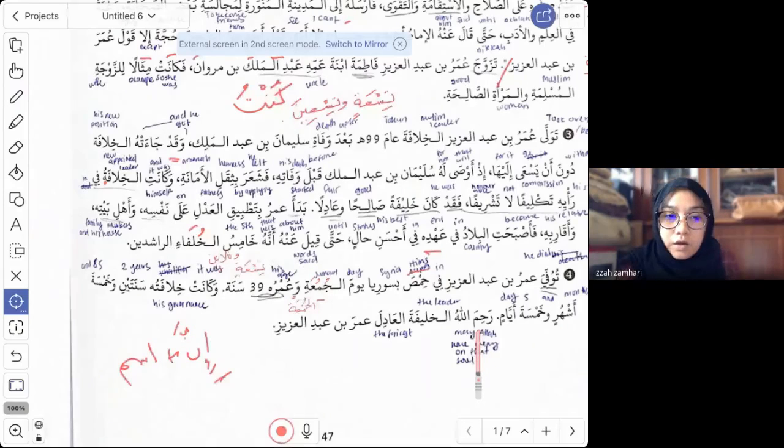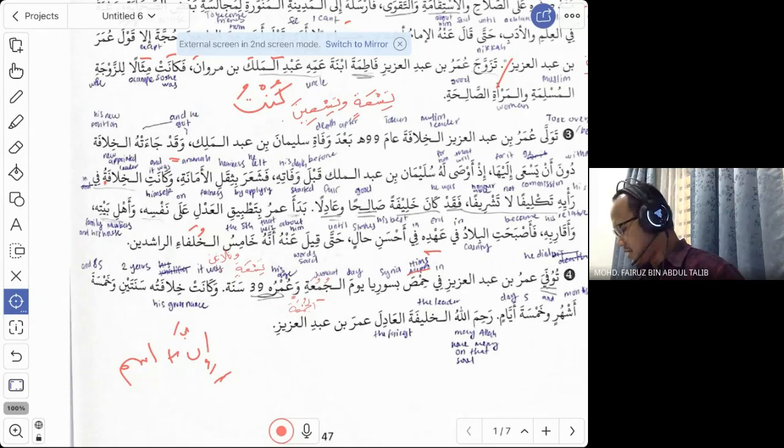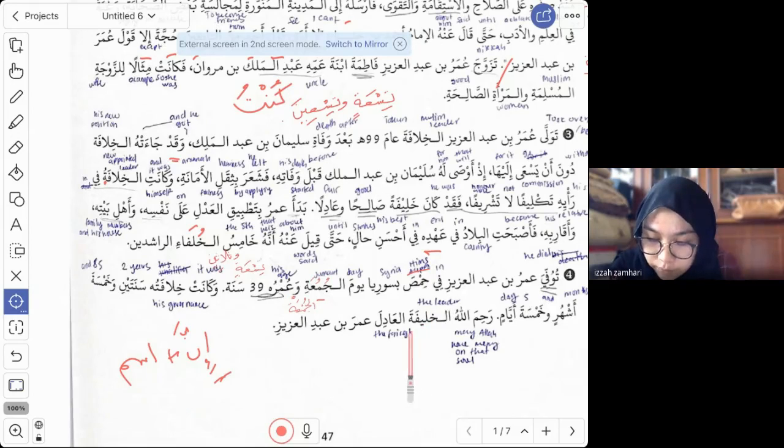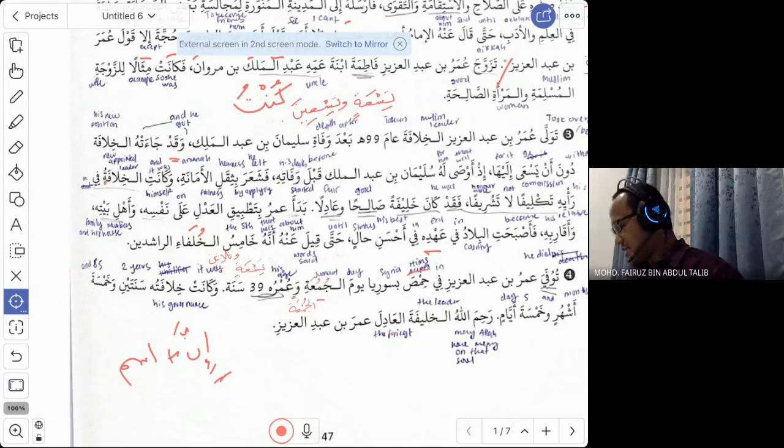Rahimullahu means may Allah have mercy on that soul. Yes, may Allah have mercy. Al-Khalifata means the leader. Al-Adil means the fairest. So generally the meaning is may Allah have mercy on the soul of the fairest leader. On the just leader or the fair leader.